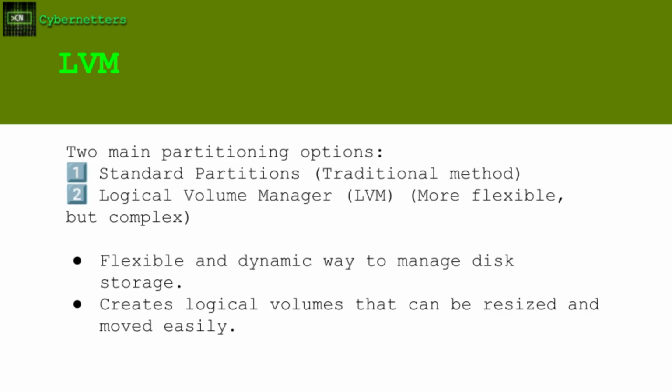When setting up disk storage in Unix or Linux, you have two main partitioning options. The first is standard partitions, which is the traditional method where partitions are fixed in size and cannot be easily modified. And then you have LVM, the Logical Volume Manager, which is a more flexible and dynamic approach that allows you to resize, move, and manage disk storage effectively. While LVM is more complex to set up, it provides better scalability and management compared to traditional partitions.